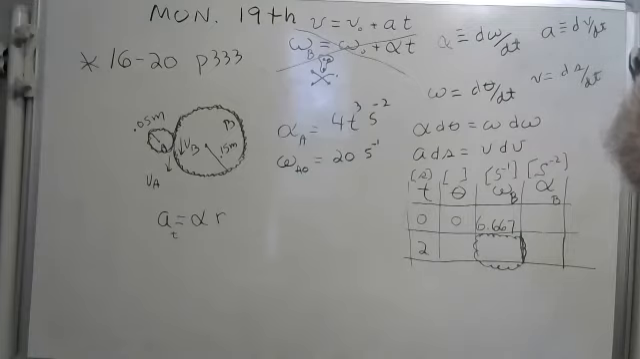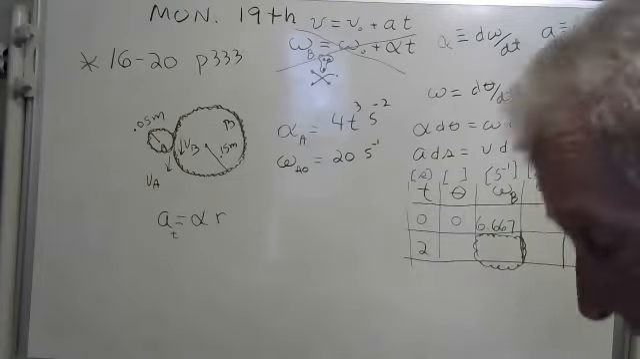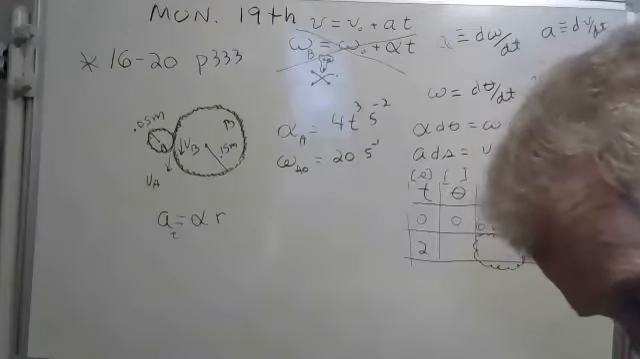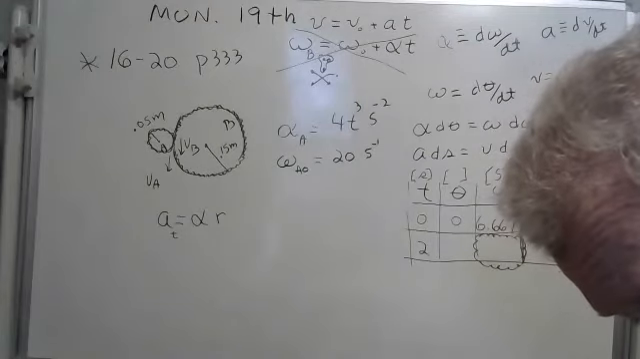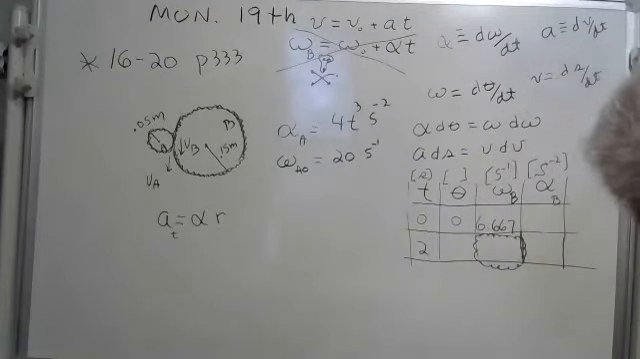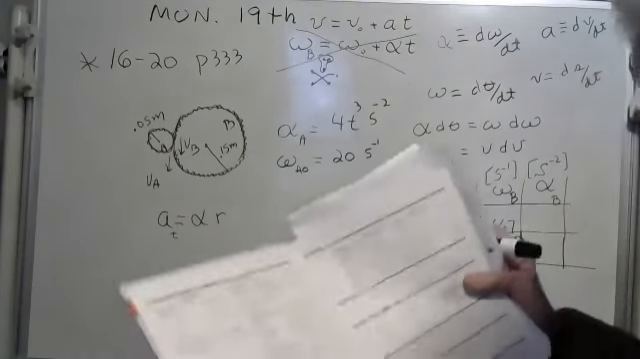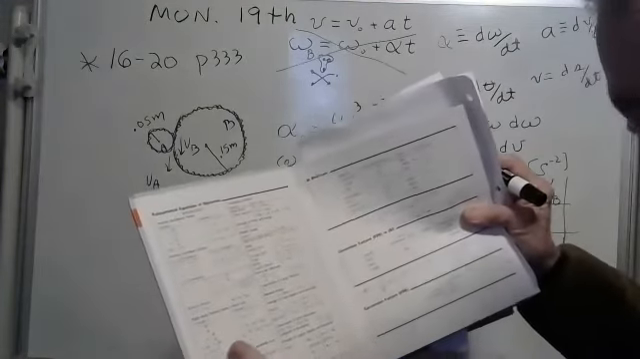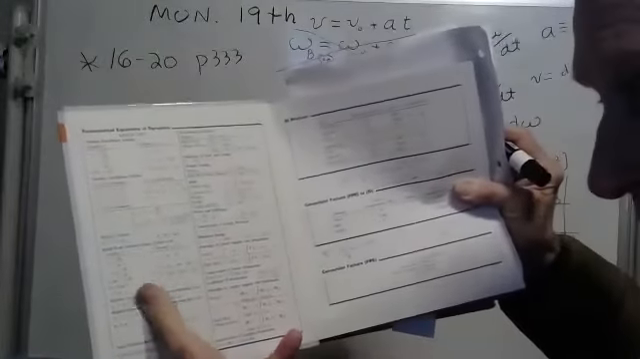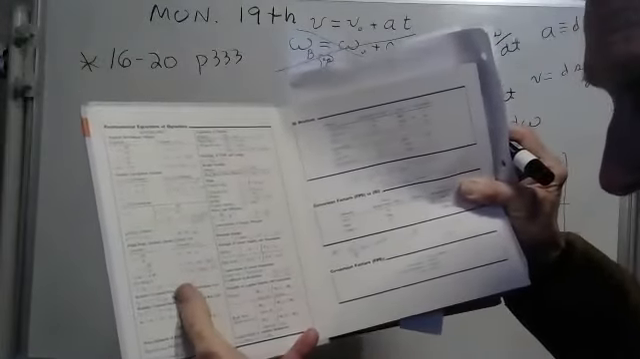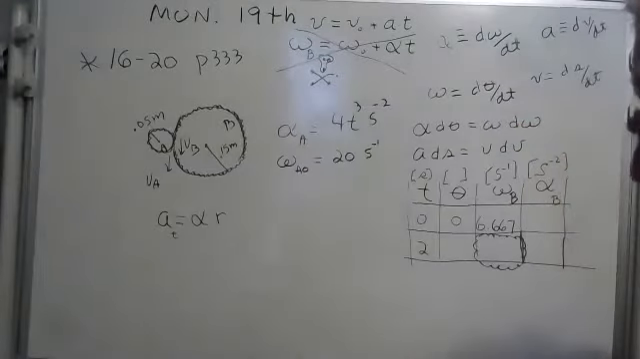I'm trying to find it here. I don't see it. There it is. I found it. In the flap of your book, right where my thumb is wiggling, it says A_T equals alpha R.